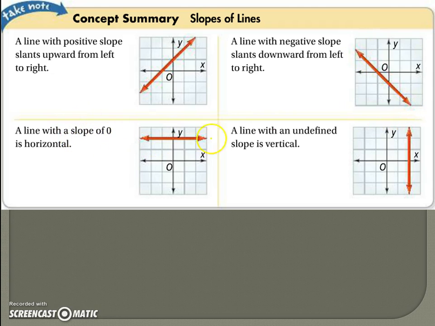A line with a slope of 0 is horizontal. A line with an undefined slope is vertical.